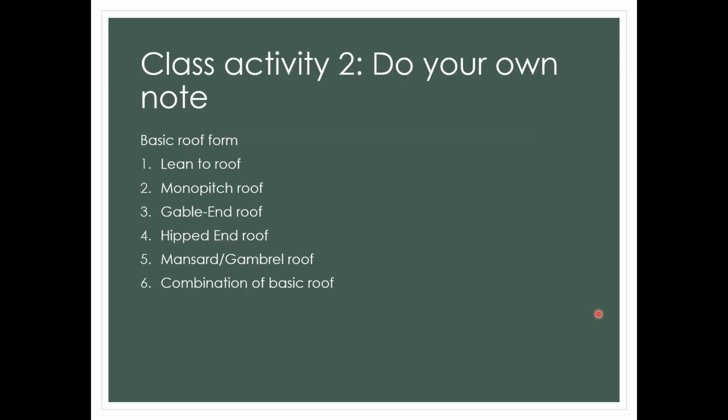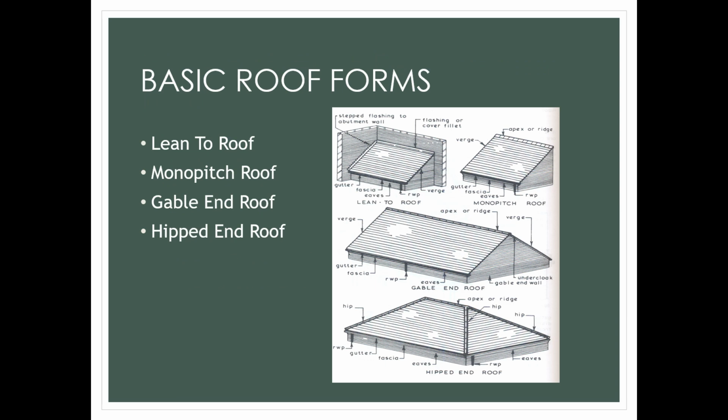Okay, so next one is basic roof forms. We have lean-to roof, mono pitch, gable end, hip end, mansard or gambrel, and then combinations of basic roofs. This is the diagram of basic roof forms. First, lean-to roof. You can see these are walls, and then this roof leans to the wall. So this is what we call a lean-to roof.